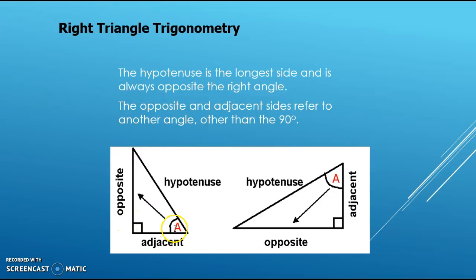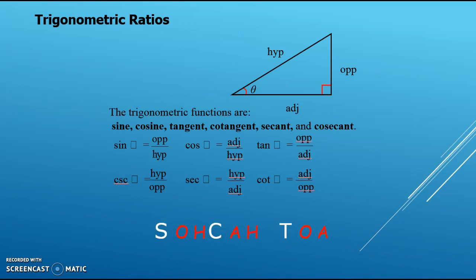Adjacent is always the side next to the angle, and opposite is always the side across from it. Regardless of where it's all positioned, it's always going to be in reference to that particular angle. Now, as we go on and we look at these trig functions, you might notice something that seems a little familiar, and that's down here at the bottom.